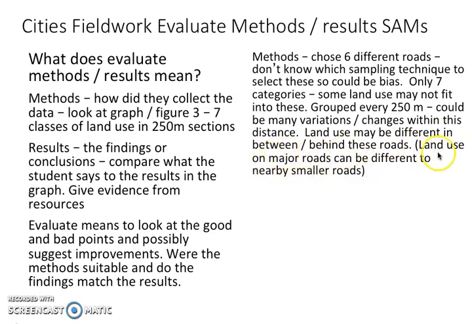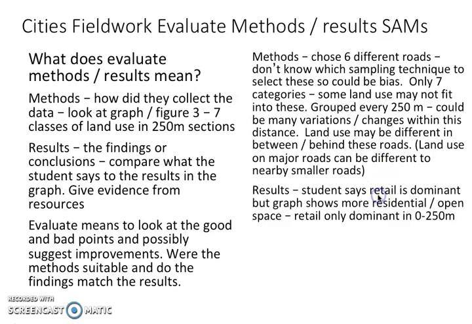Also, we don't know whether they just chose main roads to do this on, because if they did, then the land use may have been very different between or behind these roads. Often on main roads you get far more retail with residential behind them. So there's no way of seeing that from the data. The results, well, the student says that retail is dominant, but the graph shows that there is far more residential and open space throughout the whole of the transect. Retail is only really dominant in the first 0 to 250 metres.